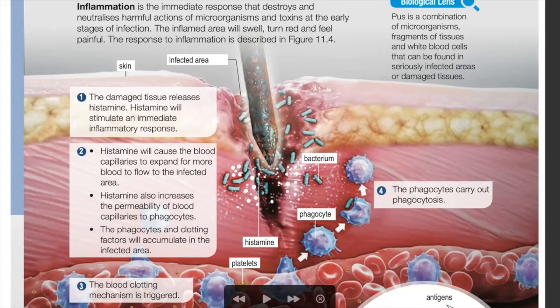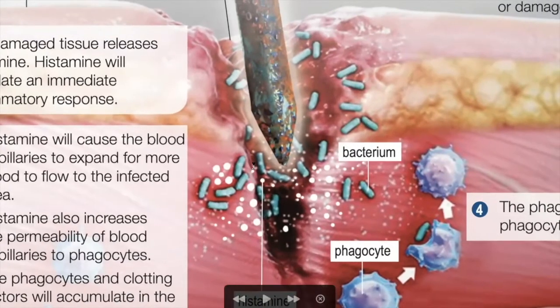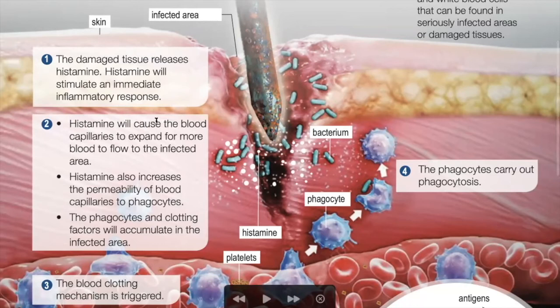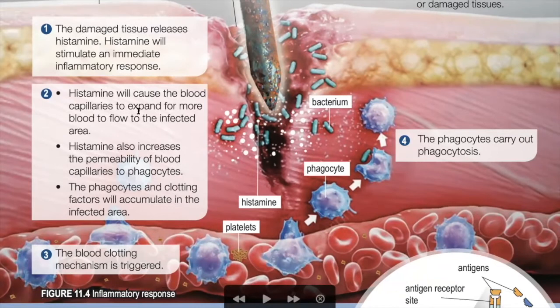Ni awak tengok biji-biji ni. Ni bukan ulat tau, ini orang panggil histamine. Ni, itu dia, histamine. So histamine tu apa cikgu? Histamine tu is a chemical produced by damaged tissue. Untuk apa? So kat sini ada dua fungsi histamine tu. Histamine will cause the blood capillary to expand. So bila histamine tu dihasilkan oleh damaged tissue, histamine tu akan expand the blood capillary. Ni blood capillary ni akan mengembang.